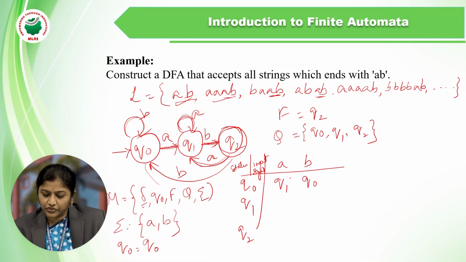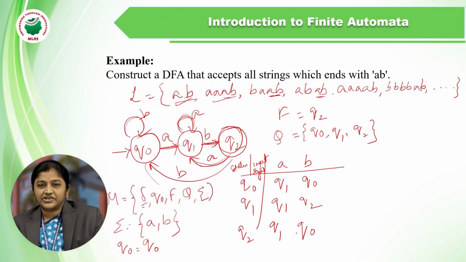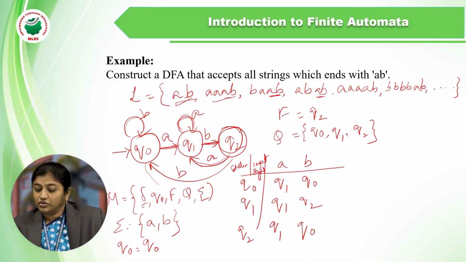Q0 on A is Q1. Alright. Q1 on A is Q1. Q1 on B is Q2. Q2 on A is Q1. Q2 on B is Q0. So this is how we need to write the transition table for the given transition diagram. Next is to check whether that particular string is accepted by the transition diagram or not.